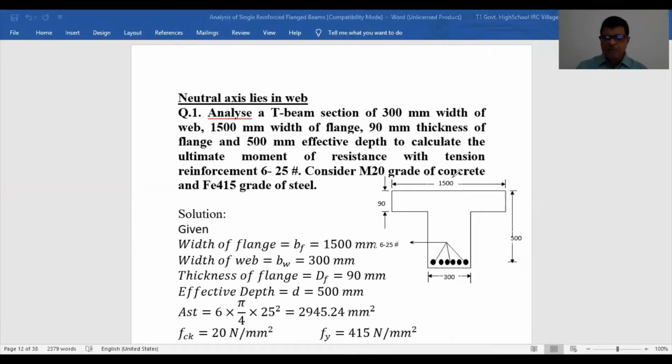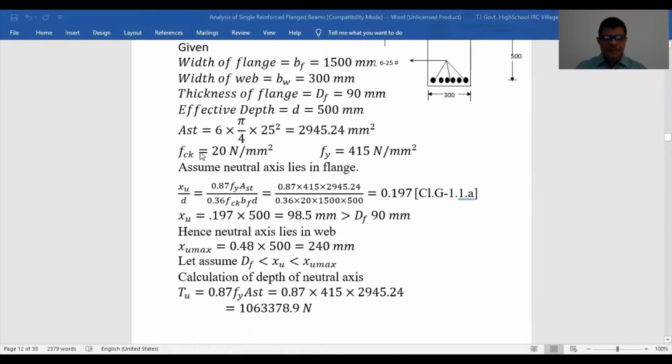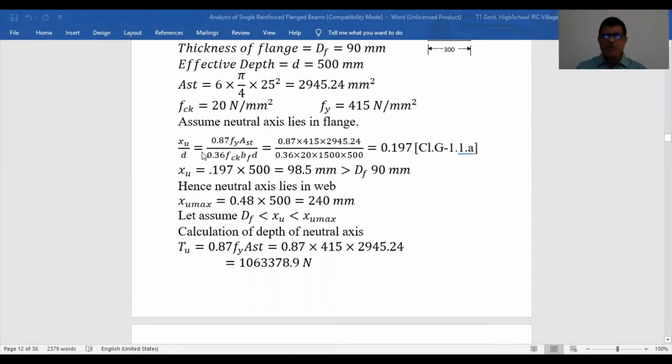So in the first problem, you see the width of flange is given 1500, effective depth 500, the depth of flange is given 90, and the area of steel is given 6 numbers of 25 mm bars, and the grade of concrete and steel are given. So first write down all the data. Now first you should confirm whether the neutral axis lies in the flange or in the web. So to do that, you have to find out your xu by d.